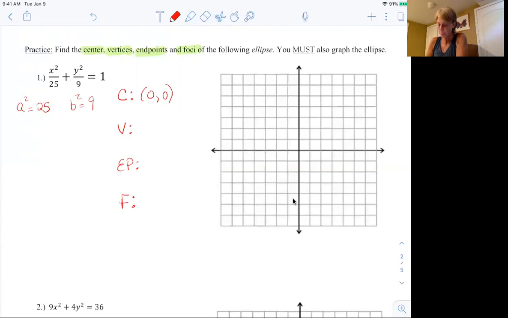There's no specific order you have to do things in, but I would start by plotting the center. And now I can plot my vertices and my endpoints by using a and b. If a squared is 25, a is going to be plus and minus 5. What that means is to get to the vertex, I'm going to use 5 units in either direction, and I'm moving horizontally because my a squared is under the x.